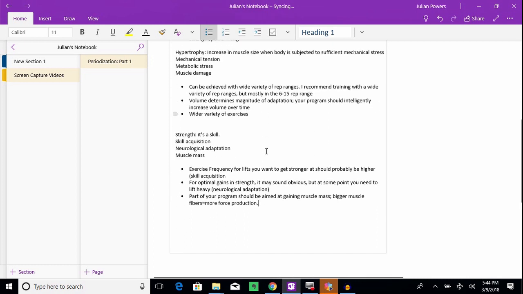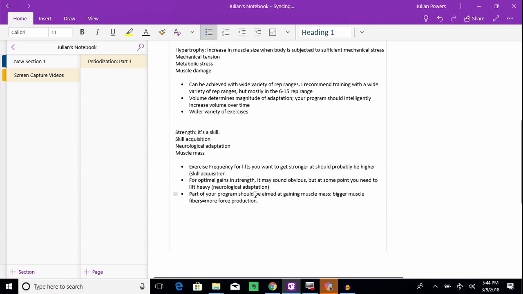That would be to somehow increase volume over time. So part of your program should probably be in that 6 to 15 rep range. Not all of it, because you still need to have heavy lifting, being someone who wants to focus on strength, but some of it should. And then, more advanced forms of periodization have specific mesocycles aimed at increasing volume, so you're gaining muscle. And then maybe the next mesocycle may be using that newfound muscle mass to increase 1 rep max loads, or just getting stronger. So those are the basics for strength periodization and hypertrophy periodization.